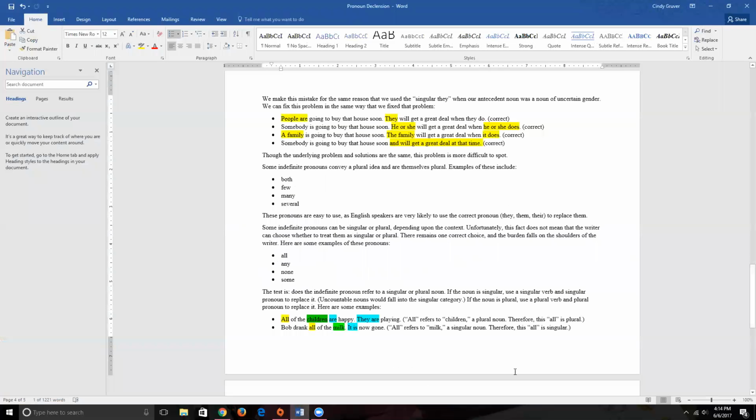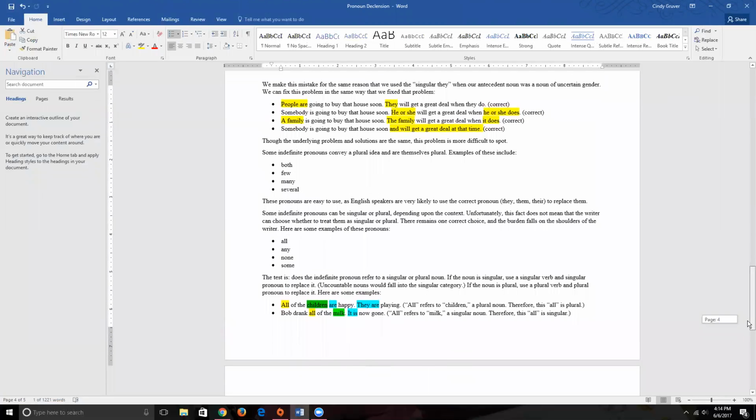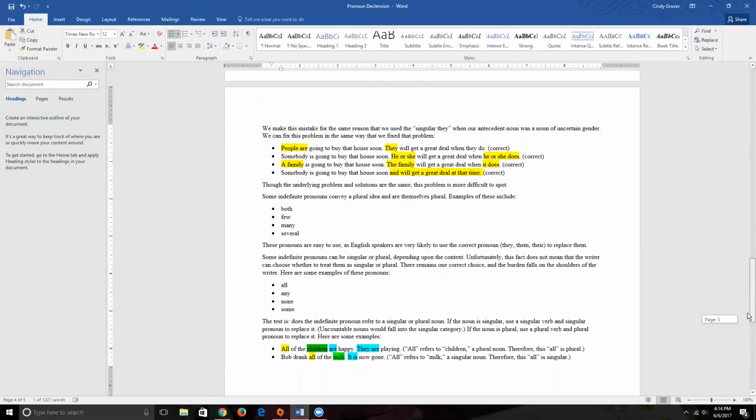At this point, I think that we are done with the indefinite pronoun topic. When we're next together, we will talk about collective nouns.